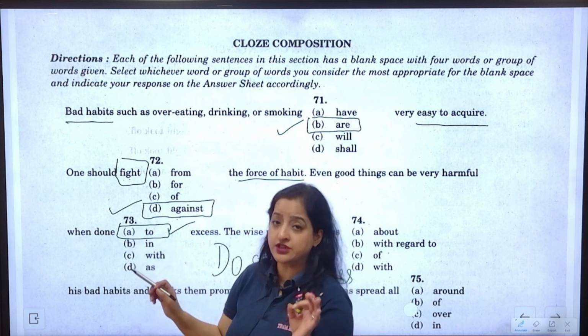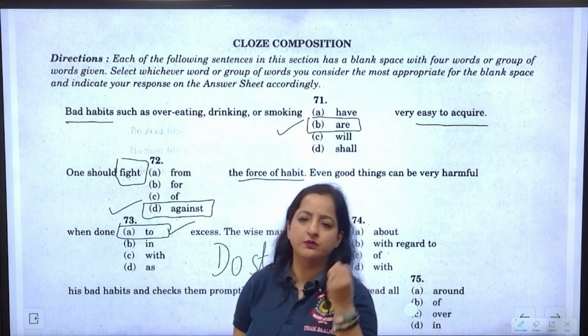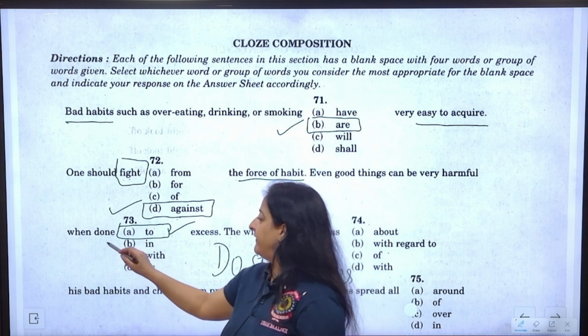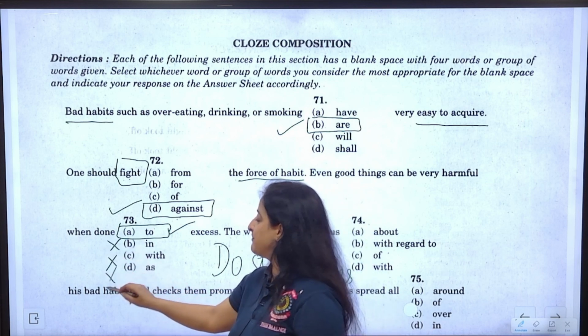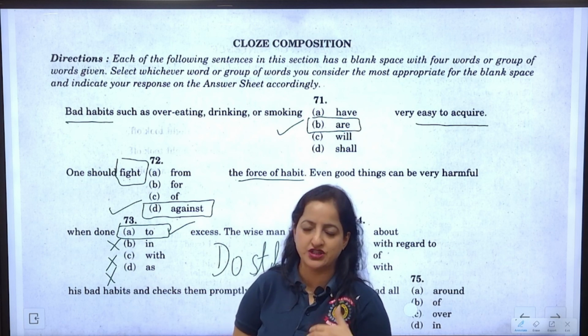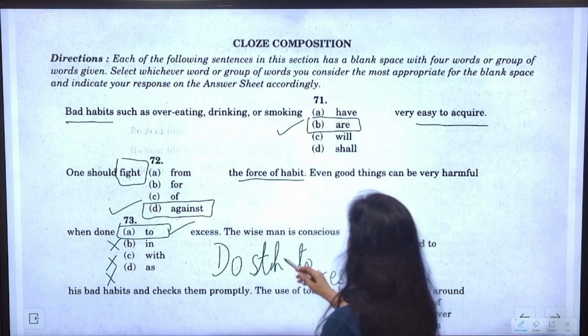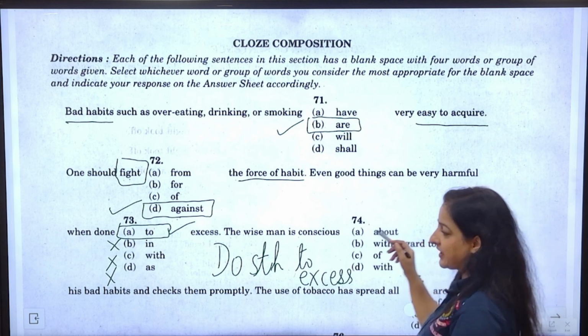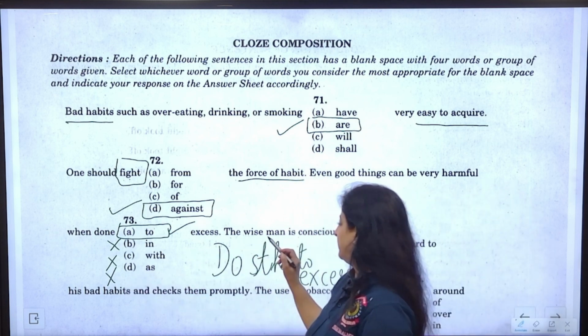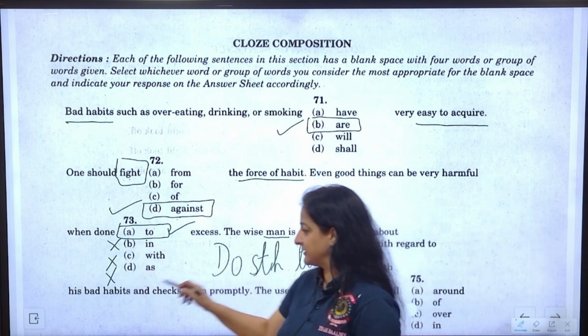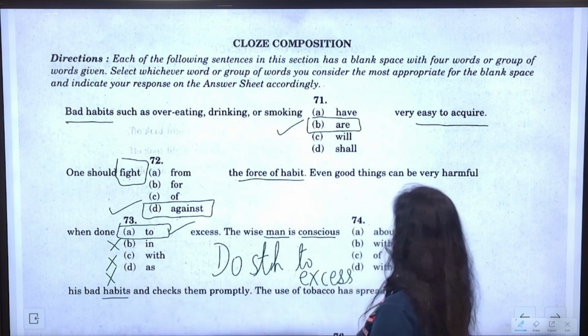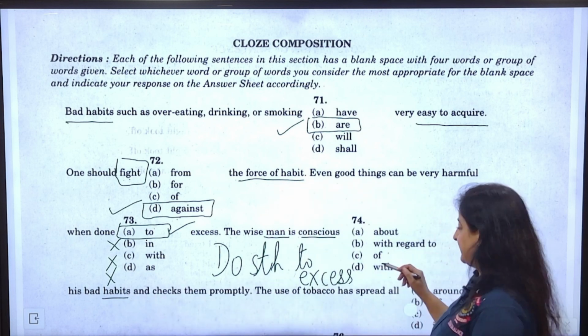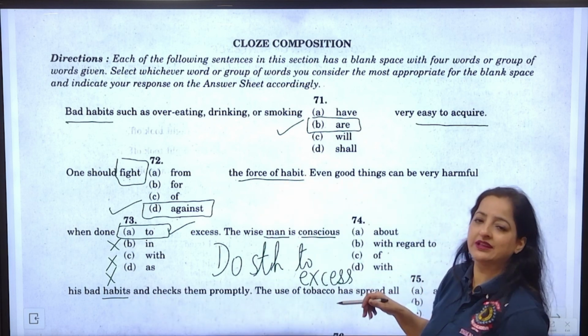So done to excess. Preposition based question. The other options are not grammatically right. They do not match with the grammar. The wise man is conscious about, of, with regard to, or with his habits.